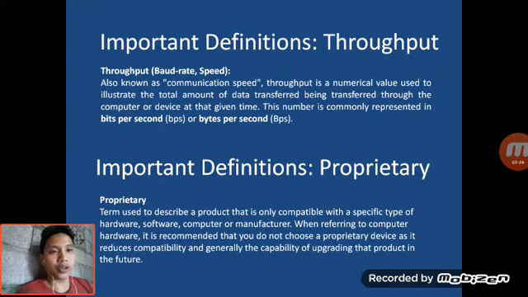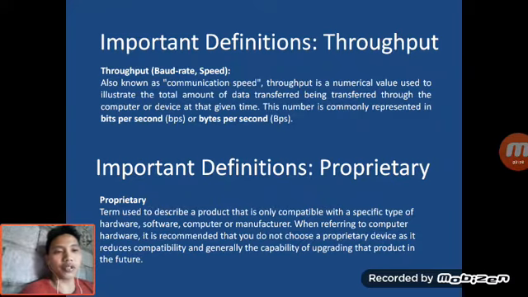Another one of the important definitions, throughput. Throughput, or baud rate or speed, also known as communication speed. Throughput is a numerical value used to illustrate the total amount of data transferred or being transferred through the computer or device at a given time. This number is commonly represented in bits per second or bps, or bytes per second or capital Bps.